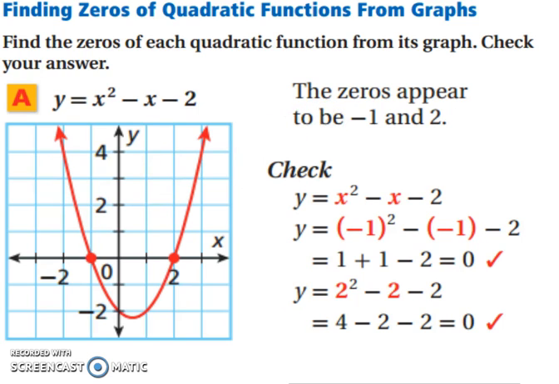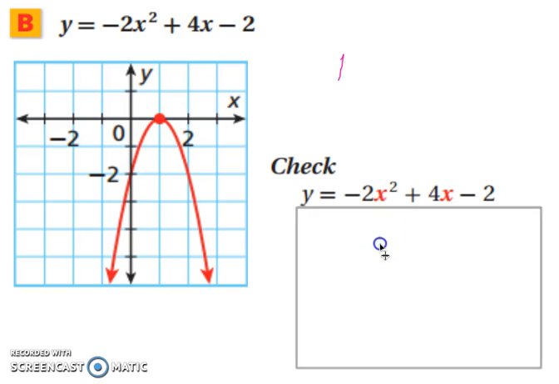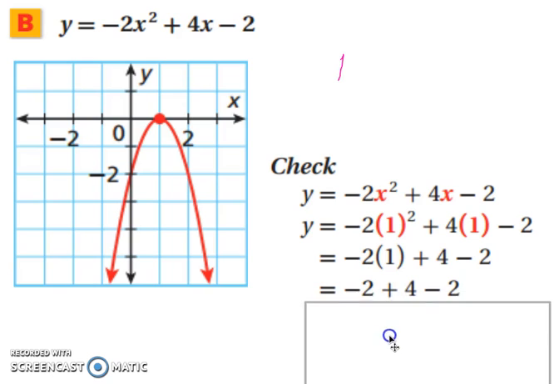Let's try another one. We have y equals -2x squared plus 4x minus 2. We draw the graph, and then we're looking for our x-intercept. In this case, there's only one. So our x-intercept in this case is just 1. Let's check. So when we plug 1 into our quadratic function, it should still give us 0. So we plug in 1, and we simplify, and we do get 0. So 1 is the only 0 here.